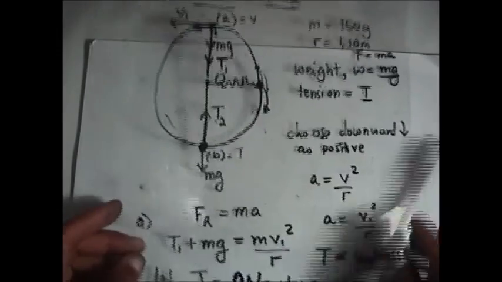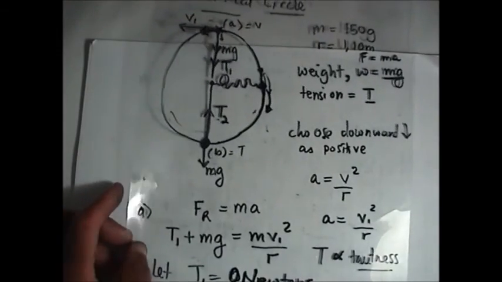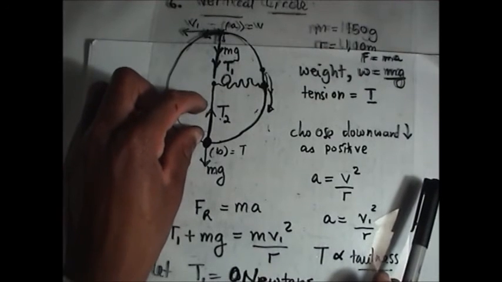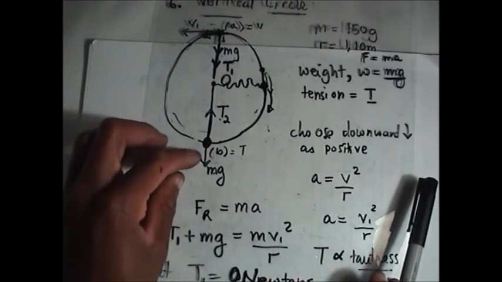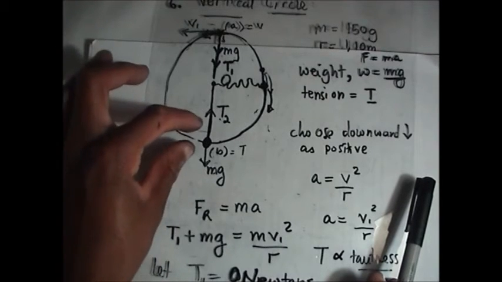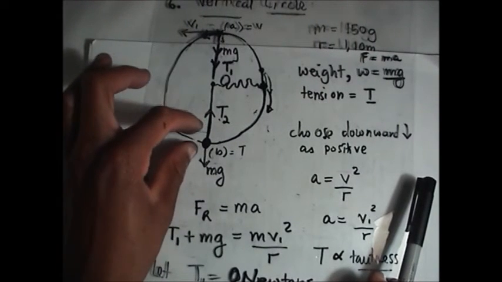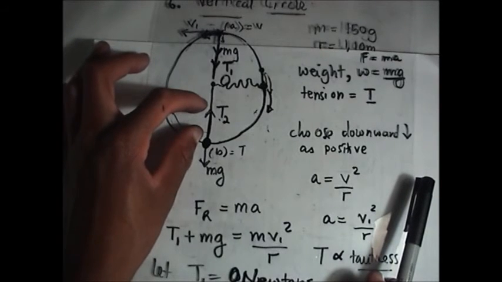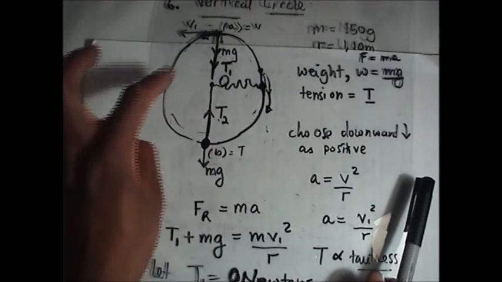So let's use our Fr is equal to ma. Can you see that the tension T2 is facing up and mg is facing down, which means there's going to be subtraction of the forces. But which force is going to win? T2 is going to win the subtraction, because this thing is continuing in a circle.